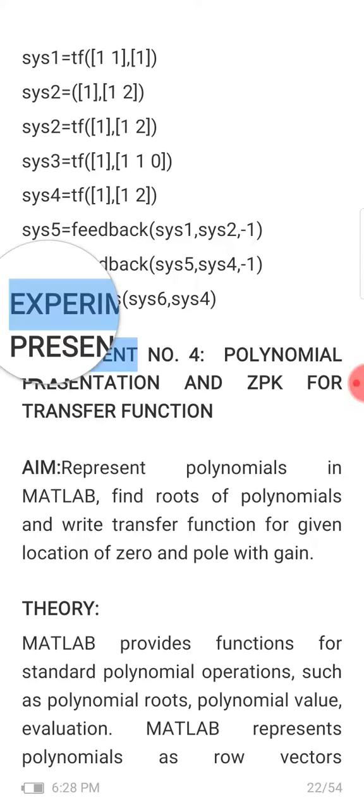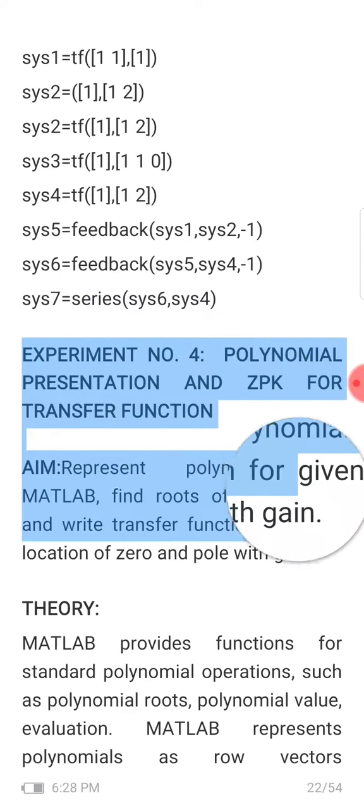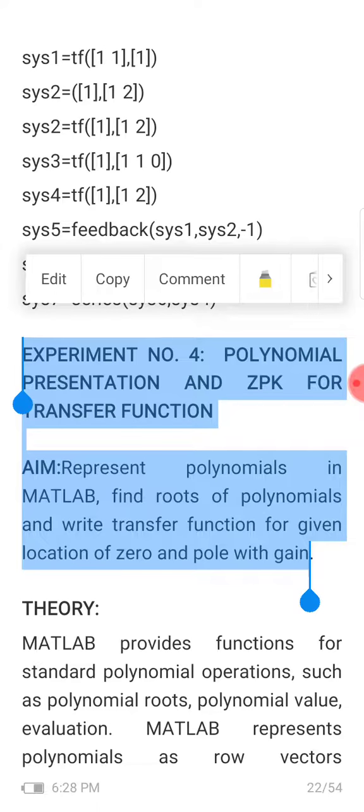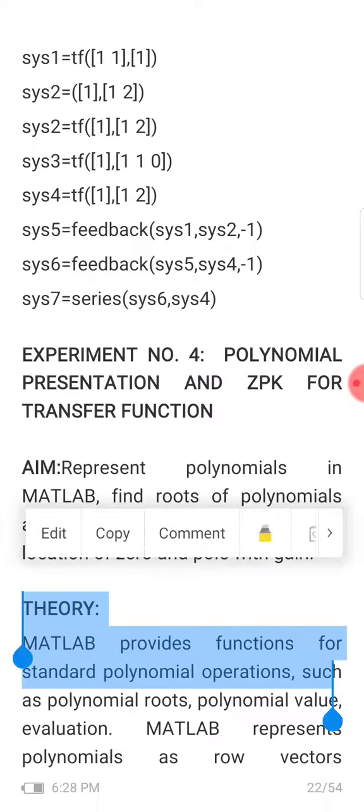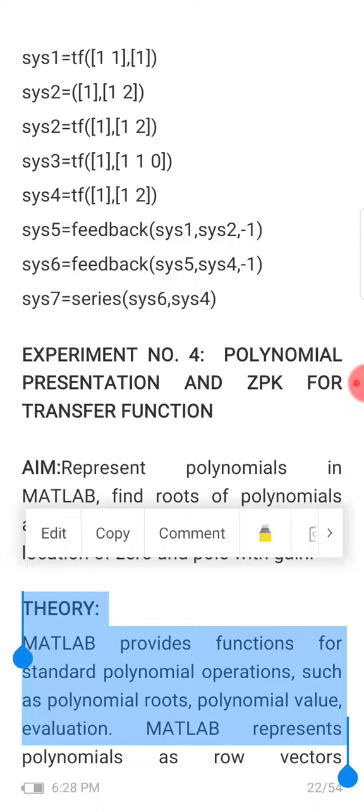See here, the aim of this experiment is to represent the polynomials in MATLAB, find the roots of the polynomials, and write the transfer function for given location of zero and pole with gain. MATLAB provides the functions for standard operations such as polynomial roots, polynomial value and its evaluation.